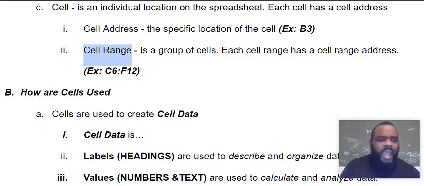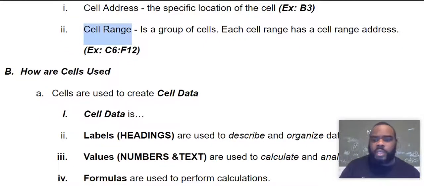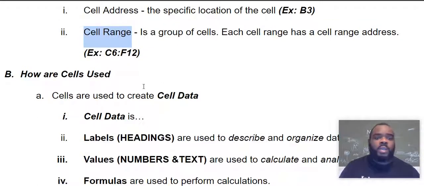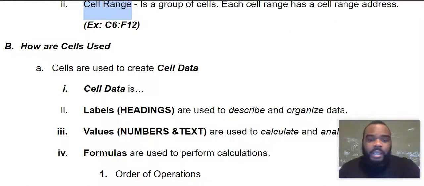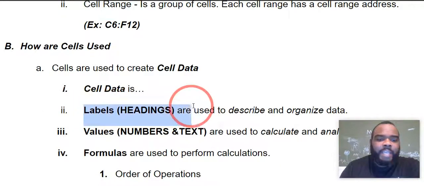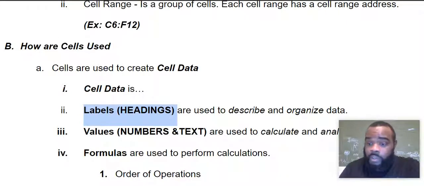So let me tell you how cells are used. Cells are used to put in information, or we can call it cell data. And there are different types of cell data, stuff that you're already familiar with, I guarantee it. The first type of cell data is labels and headings. Labels and headings are the same thing that they were when we were using Google Slides and Google Docs. They're used to describe and organize your data.